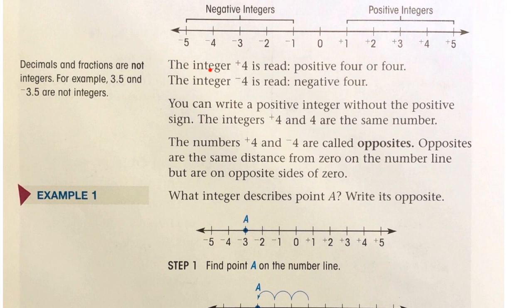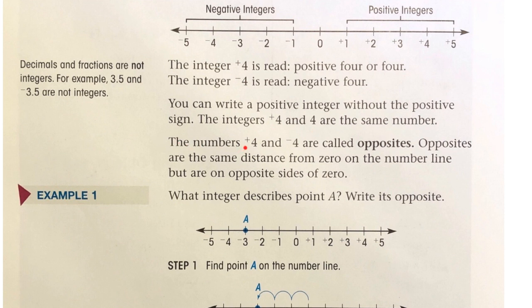So the integer plus 4 is read positive 4, or really you just say 4. You don't have to say positive, because by default numbers are positive. But a negative number, you would show as negative 4, and you would read it as negative 4. You can write positive integers without the positive sign. The integer plus 4 and 4 are really the same number, because it's just 4.